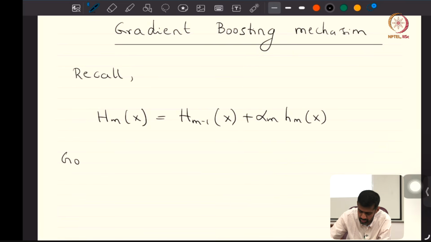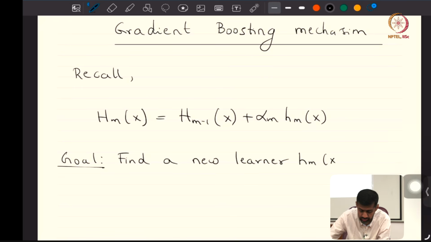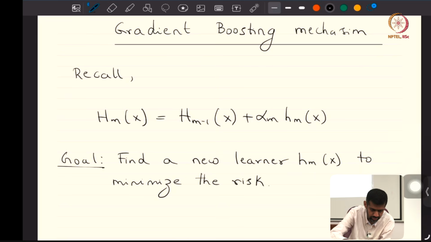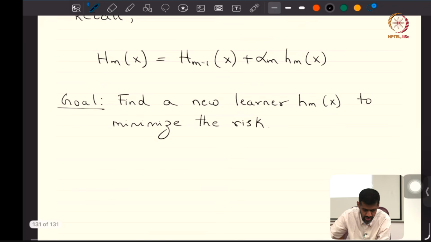Goal is to find a new learner h_m(x) to minimize the risk. Now, let us write that.